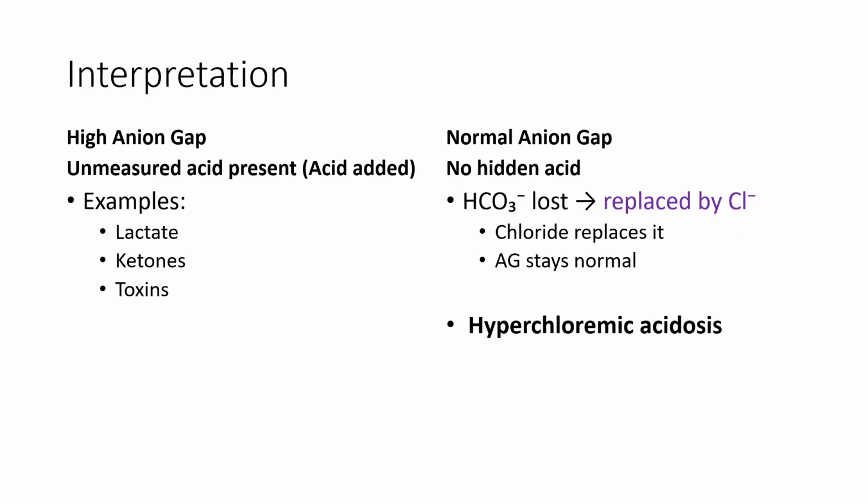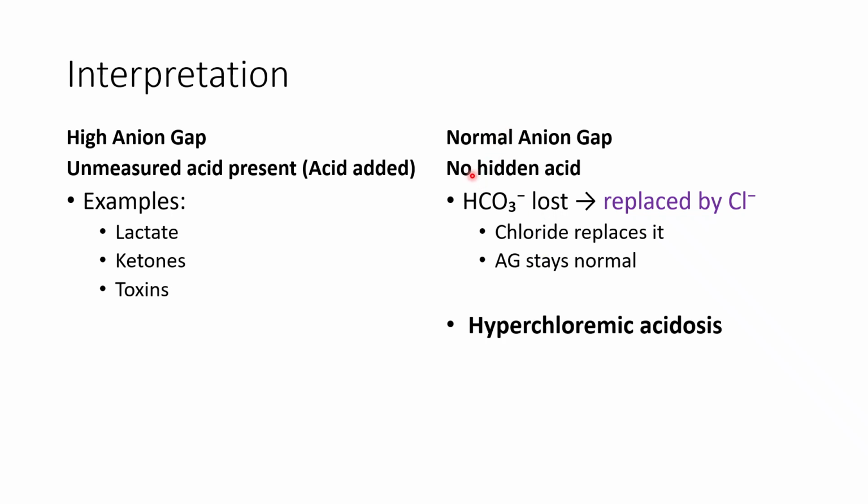Now the anion gap can be high or can be normal. If the anion gap is high, that means there are unmeasured acids present inside the body that you are not measuring and that is increasing the anion gap. Examples are lactate, ketones, and toxins like ethylene glycol.